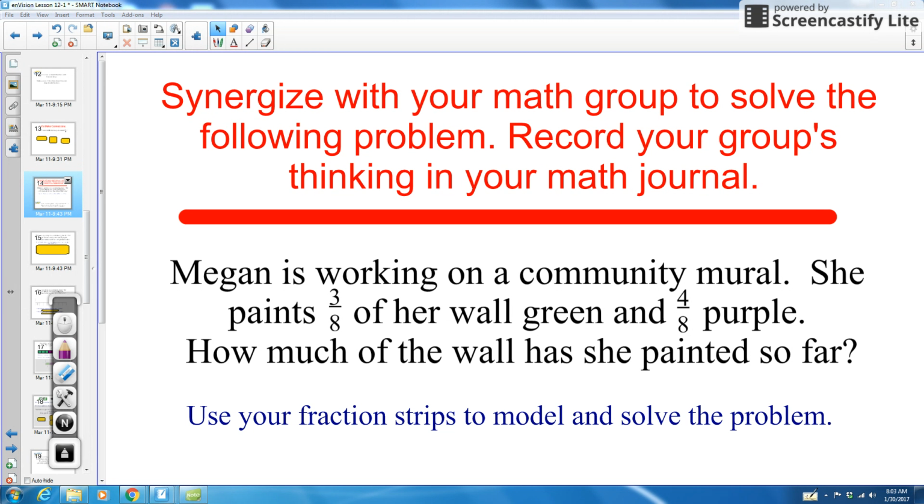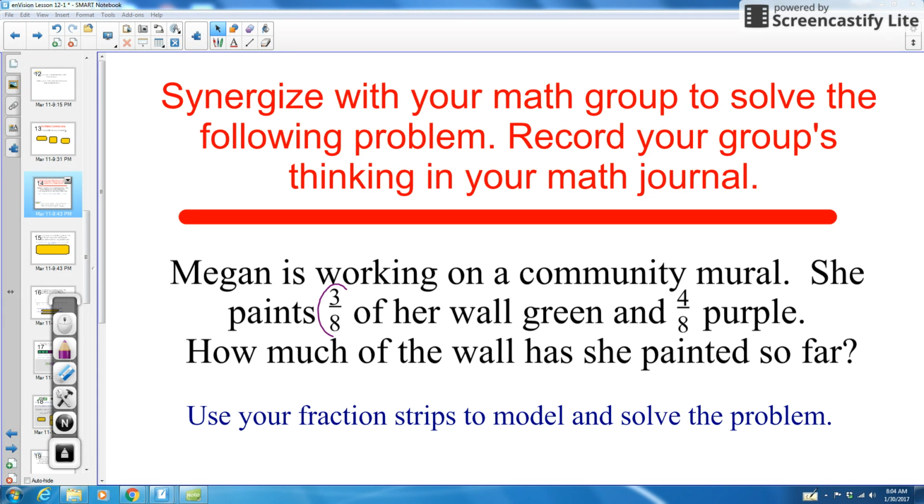It says Megan is working on a community mural. She paints 3/8 of her wall in green and 4/8 in purple. How much of the wall has she painted so far? So we've been using fraction strips to model equivalent fractions, but you can also use those fraction strips to help you with adding. We're going to look at using fraction strips to help us add and then not using them so that you can see both ways.